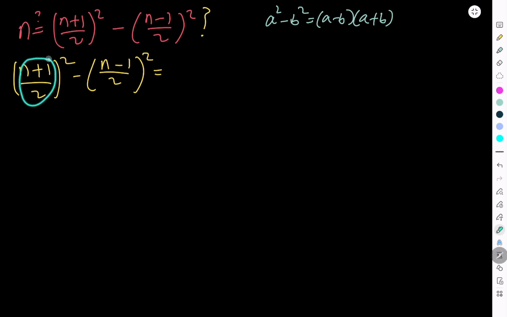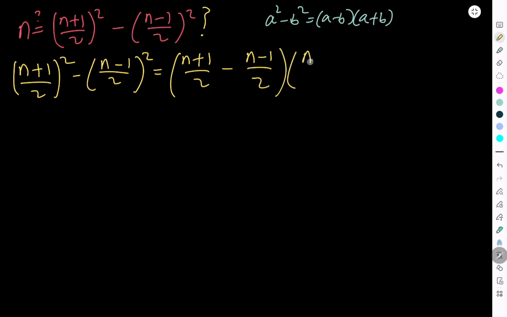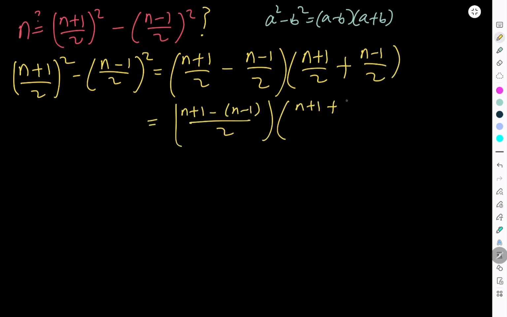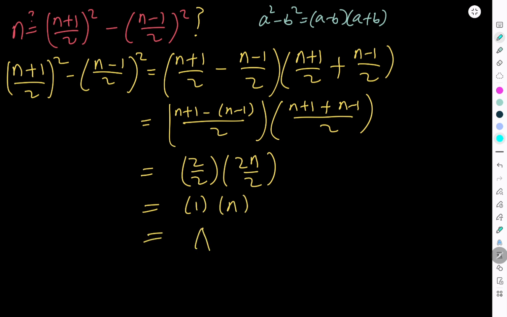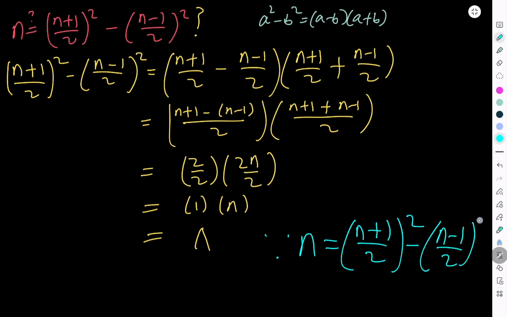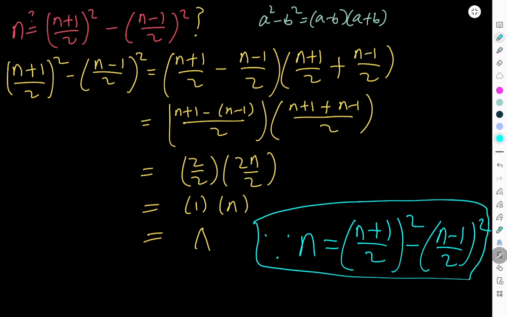We can consider n plus 1 over 2 as a and n minus 1 over 2 as b. Then we have a squared minus b squared, which is a minus b multiplied by a plus b. Therefore, this is going to be (n plus 1 over 2 minus n minus 1 over 2) multiplied by (n plus 1 over 2 plus n minus 1 over 2). Therefore, it is possible to write any odd number n as a difference of two squares: (n plus 1 over 2) squared minus (n minus 1 over 2) squared. This is a true pattern for any odd number n.